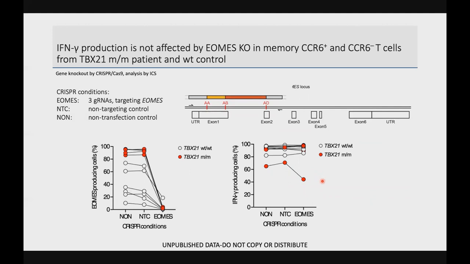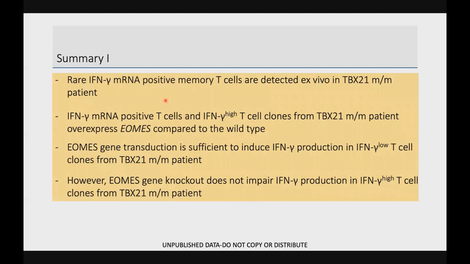So to sum up the data obtained so far, we can say that rare interferon gamma positive T cells are detected in vivo in the TBET deficient patient. These cells express EOMES, and EOMES overexpression is sufficient to induce interferon gamma production in the absence of TBET. However, memory T cells from the TBET deficient patient do not require continuous expression of EOMES for interferon gamma production.